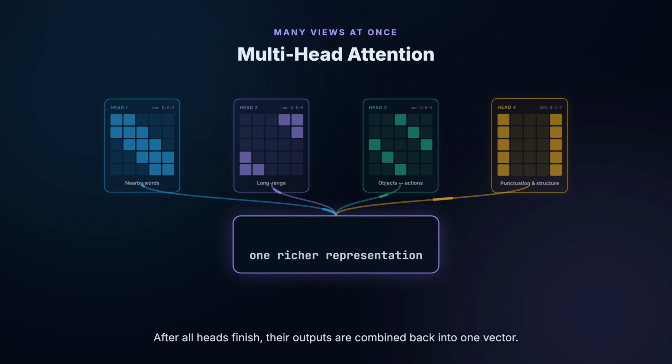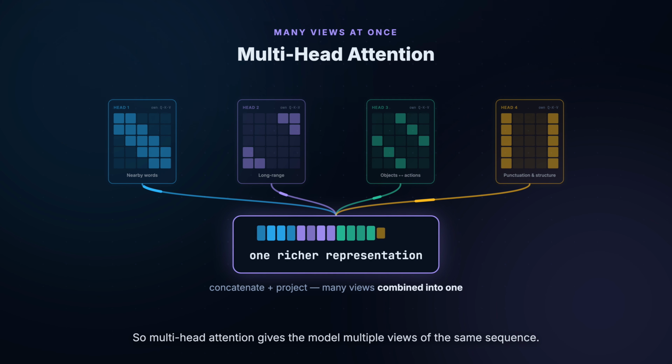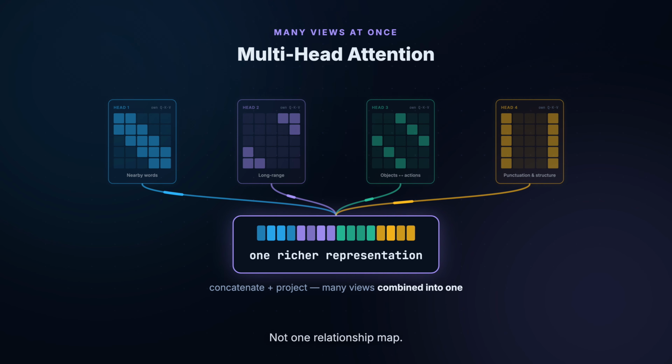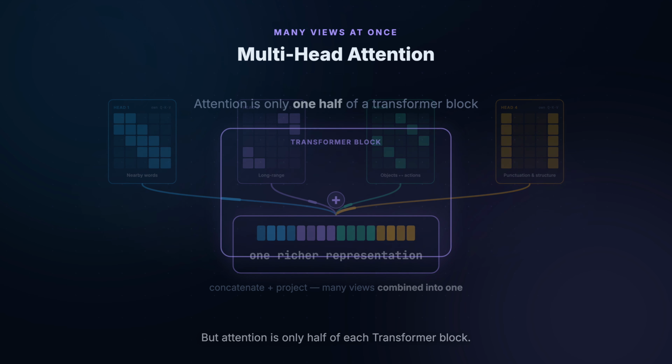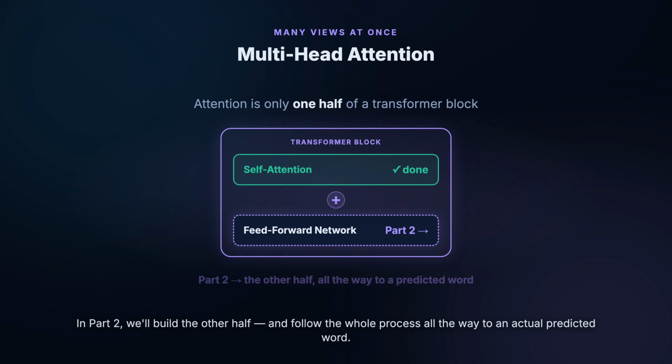After all heads finish, their outputs are combined back into one vector. So multi-head attention gives the model multiple views of the same sequence. Not one relationship map, many relationship maps, combined into a richer representation. This is one reason transformers are so effective at modeling language. But attention is only half of each transformer block. In part 2, we'll build the other half and follow the whole process all the way to an actual predicted word.